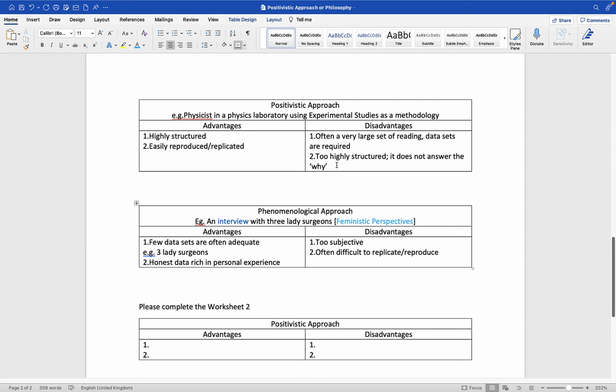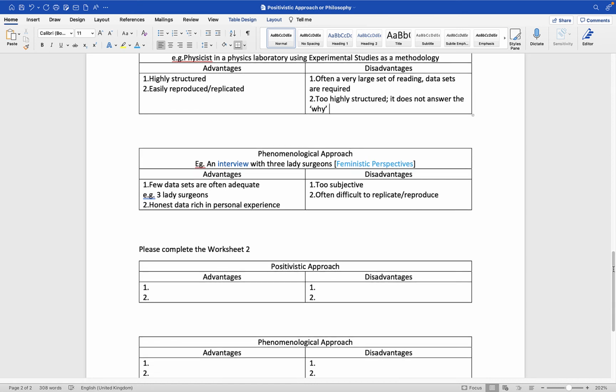Now, by its very nature, positivistic research, we've already discovered, is rather structured, but the very essence of its structured characteristic, it means that it's going to be sometimes difficult to get below the surface and ask the question why about certain things. So we have a couple of advantages of positivistic research, a couple of disadvantages, and then we have a couple of advantages of phenomenological research, a couple of disadvantages.